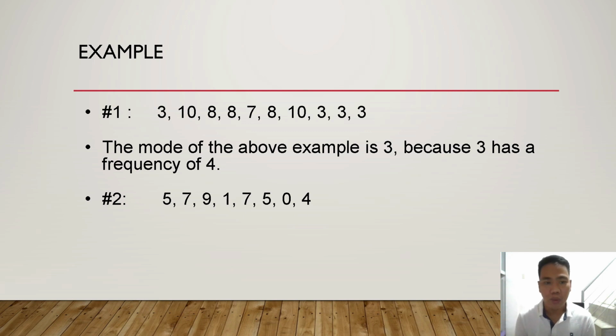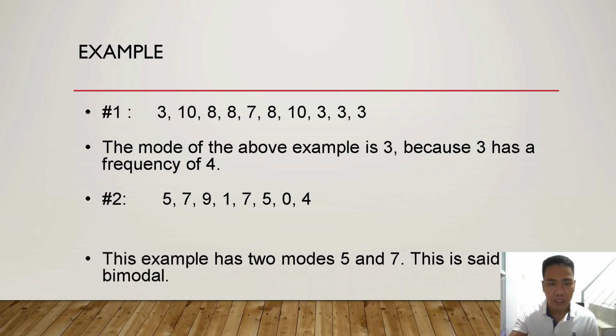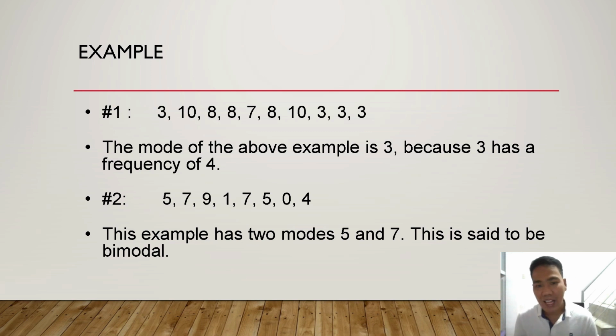For example number 2, we have 5, 7, 9, 1, 7, 5, 0, and 4 as the scores. This example has two modes: 5 and 7. Why does it have two modes? If you count, there are two 5s, 1 and 2, and we have two 7s, 1 and 2. That's why we have two modes for the given scores.